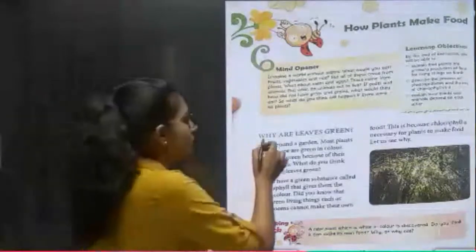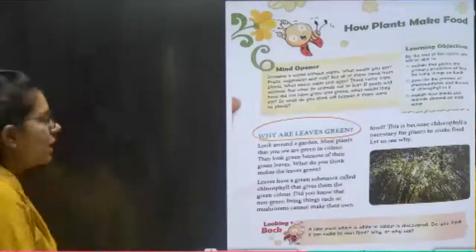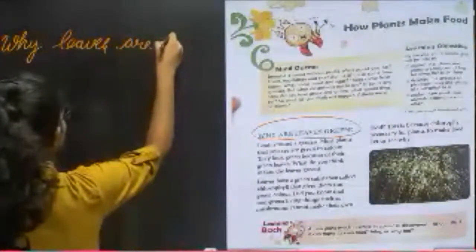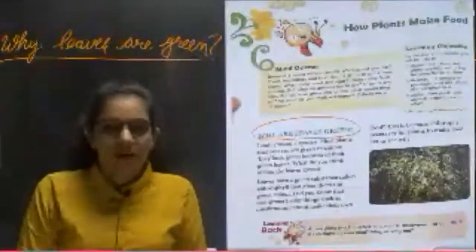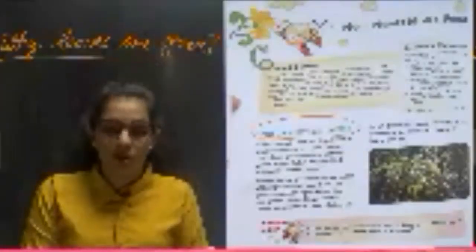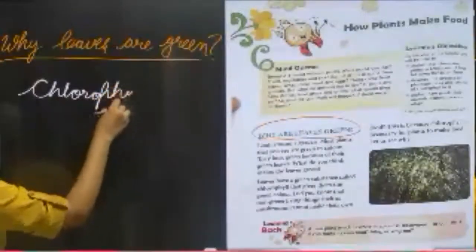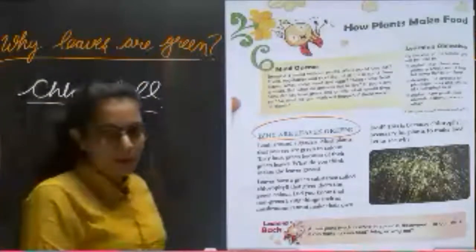So in this chapter, first of all, the question is why leaves are green. The first question of the chapter is why leaves are green. So the answer I have already told you. Why leaves are green? What is the answer of this question? Leaves are green because of a pigment which is known as chlorophyll. Okay. So leaves are green because of a pigment which is known as chlorophyll.